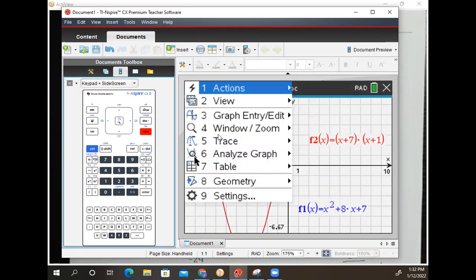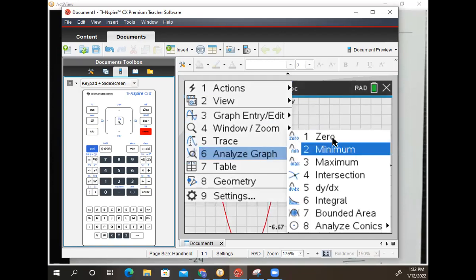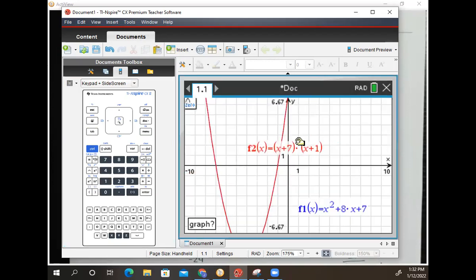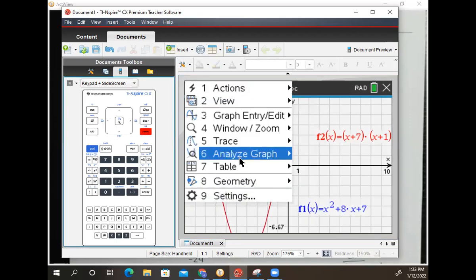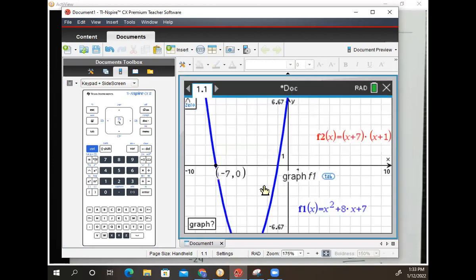I'm going to show the x-intercepts for this graph. Your calculator calls them zeros, remember? And then let me find the other one. So our factored form was x plus 7 and x plus 1. Our x-intercepts are negative 7 and negative 1. Anybody think that that's a coincidence?